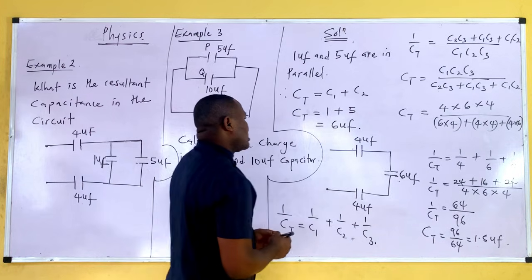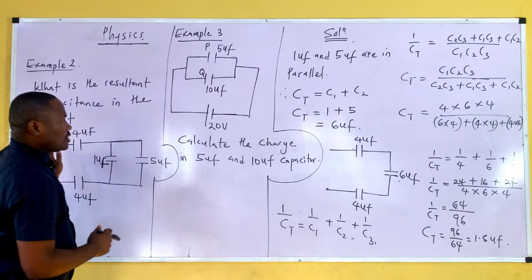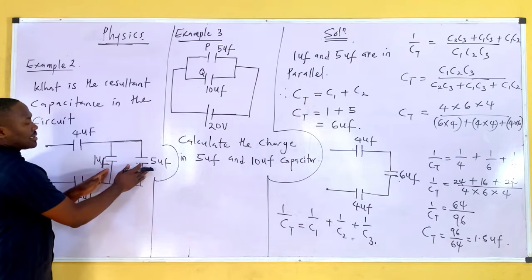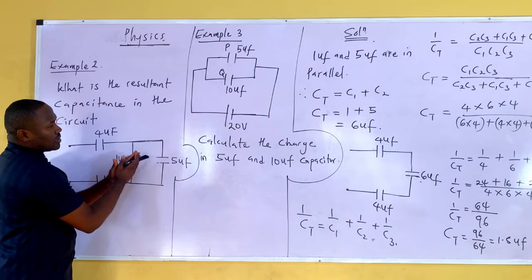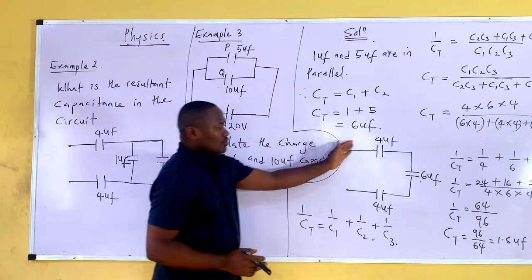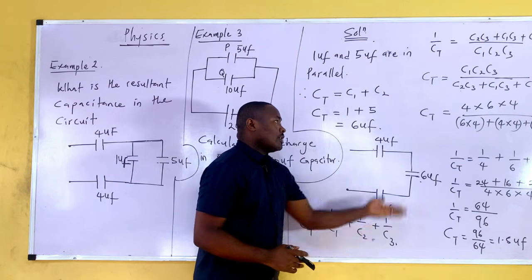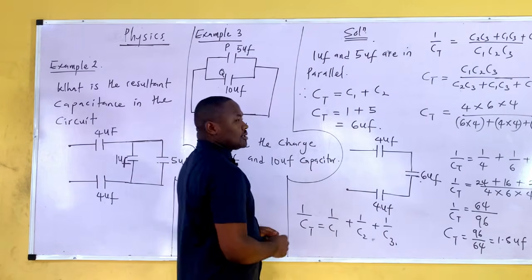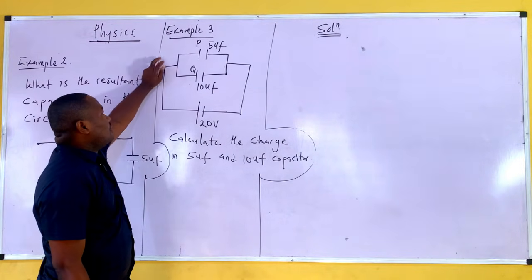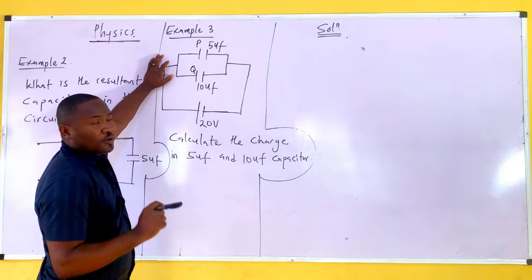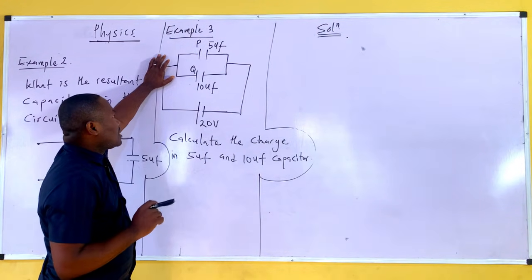So this is the way this is solved. We did this as parallel, compressing it to have a new circuit. Then we now solved every other thing as series. Now let's see example 3. Example 3 is a very crucial one, and I want you to understand it.